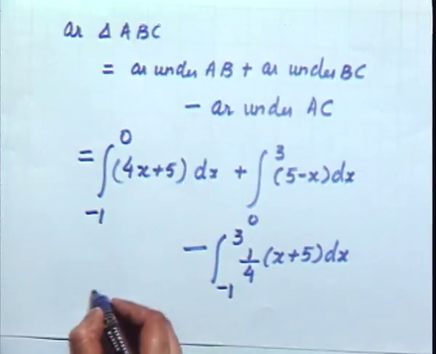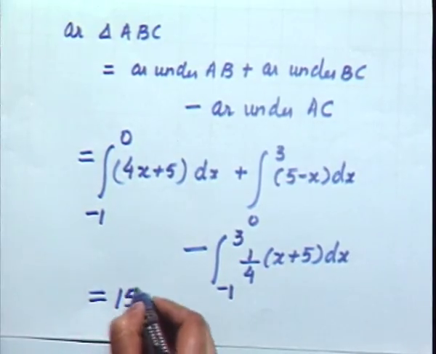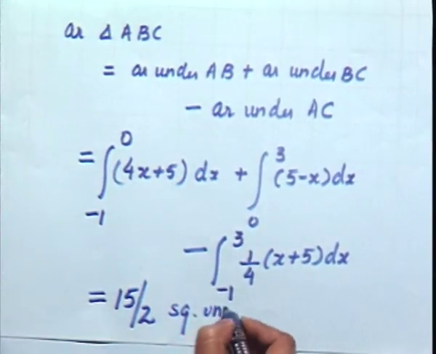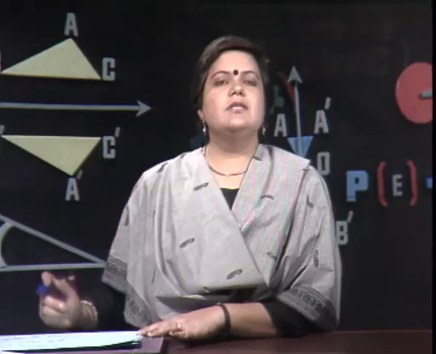So, you will do that task and check. The answer should come out to be 15 by 2, and of course, you can always write square units here, which I did not do in the last one, but the square units is always the unit for the areas.